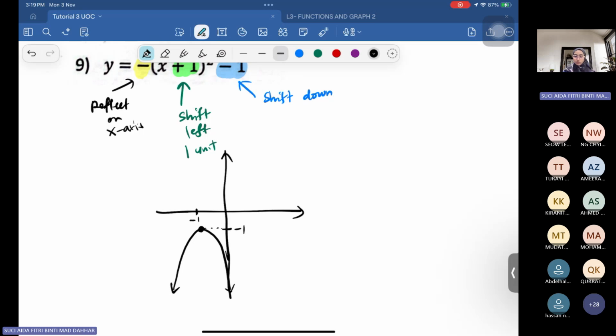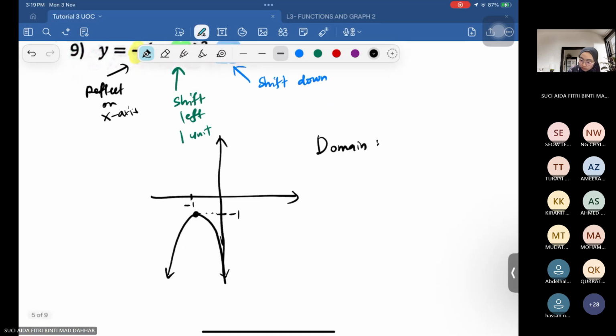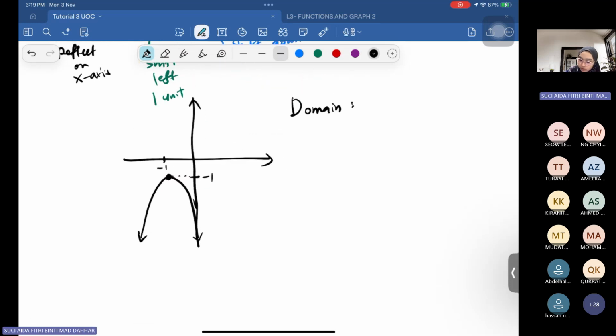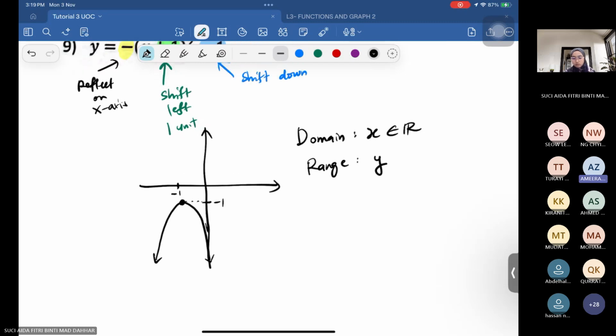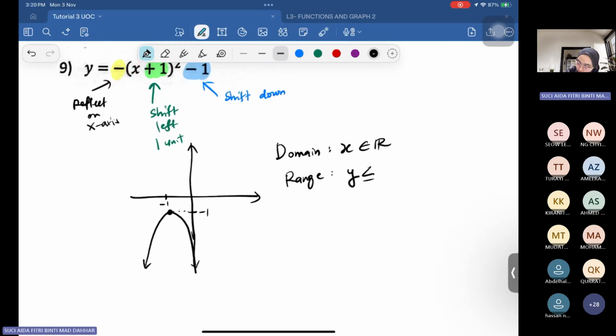But would this change the domain and range? What's your domain now? X is still all real numbers, right? No restriction on X, but okay. What is your range, class? Less than or equal to -1. Less than or equals to -1. Good. Okay, thank you.